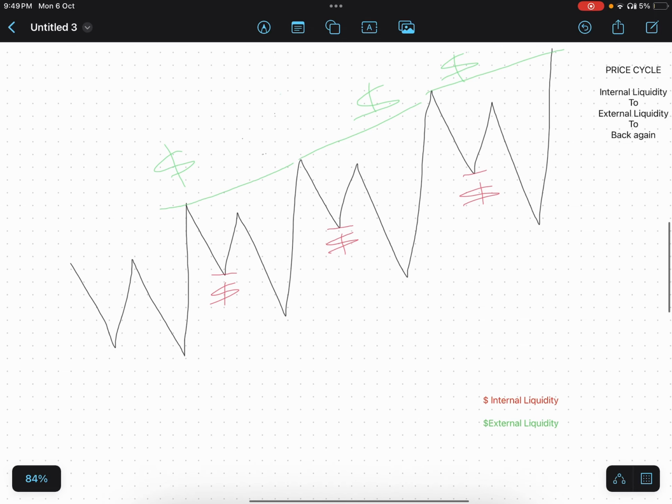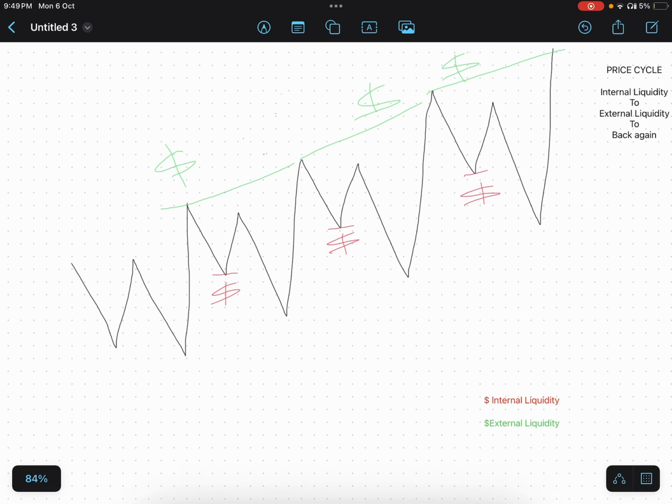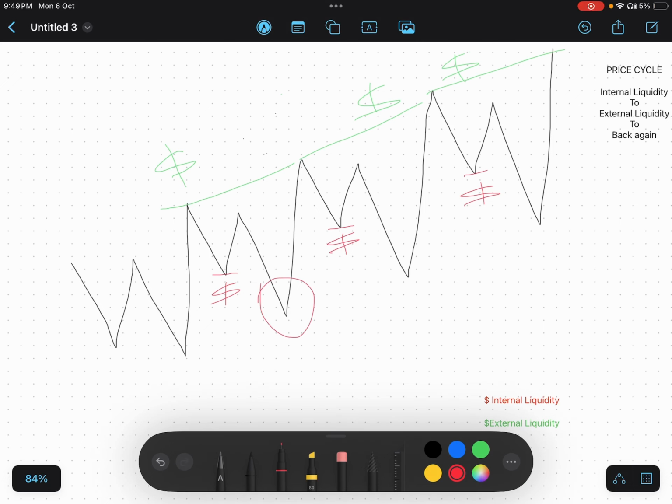You can see here the same. The price after taking the internal liquidity moved to the external liquidity. After the price took this internal liquidity, the price moved to the external liquidity. After taking the external liquidity, the price moved to take internal liquidity. Understand that? So this is how the price moved in terms of the liquidity concept.